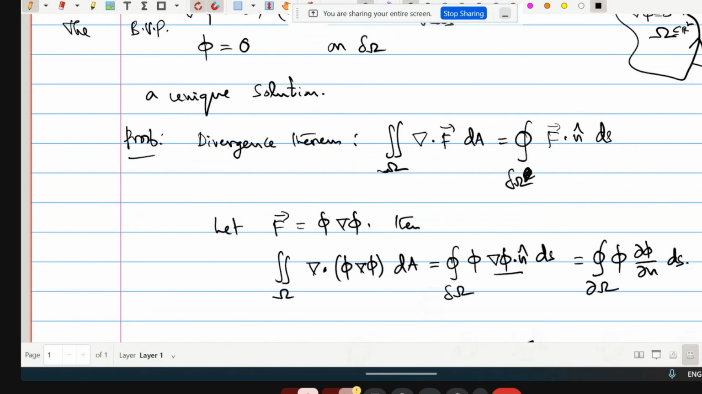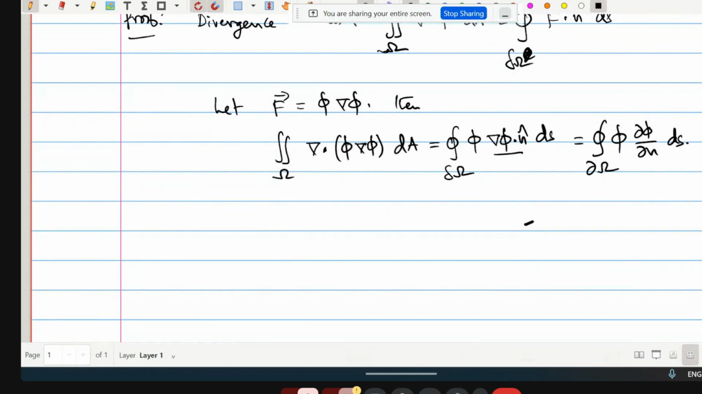What happens on the left hand side? Del dot phi grad phi. What it becomes here? I can say del phi dot del phi. So integral of del phi square dA over omega plus double integral over omega. What else you have? Phi into del dot del phi. So that is phi into del square phi into dA.